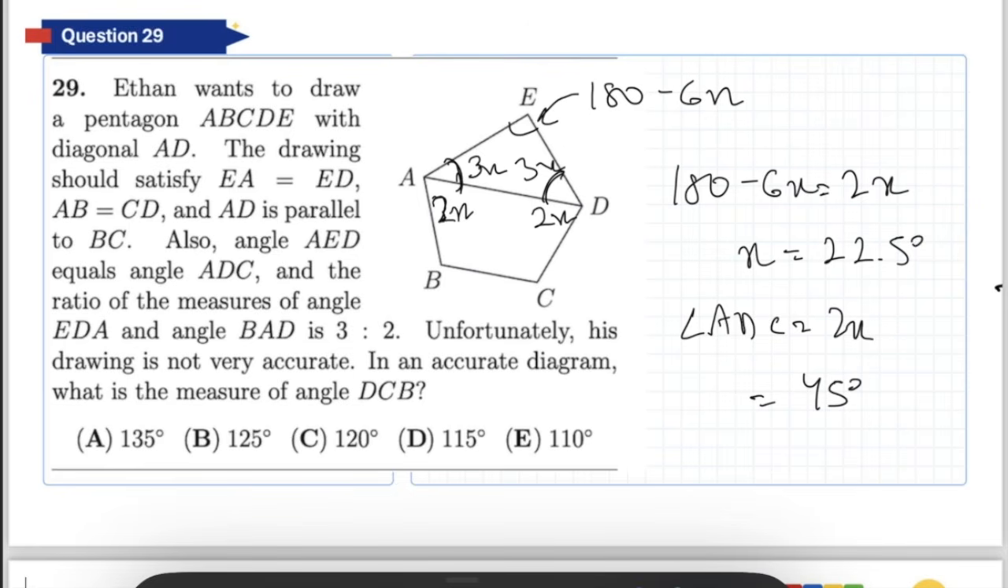Because ADC and DCB, what we're asked to find, are supplementary to each other, we know that angle DCB is equal to 180 minus 45, which is 135 degrees. Therefore, our answer is A, 135.